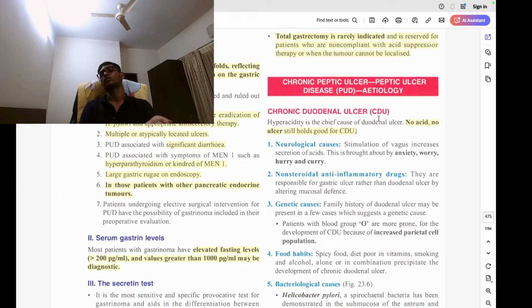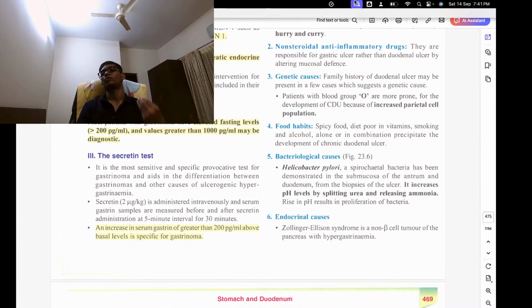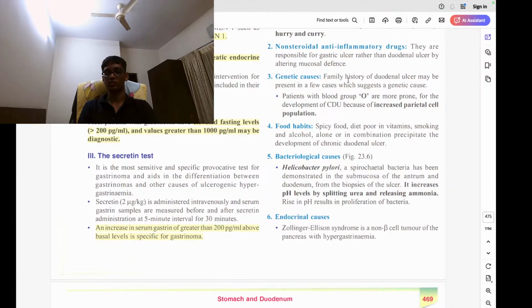NSAIDs are responsible for gastric ulcer and duodenal ulcer by altering the mucosal defense. And genetic causes: a family history of duodenal ulcer may be present in a few cases, which suggests a genetic cause. Patients with O blood type are more prone to development of chronic duodenal ulcer because of increased parietal cell population. O blood group has increased parietal cell population.